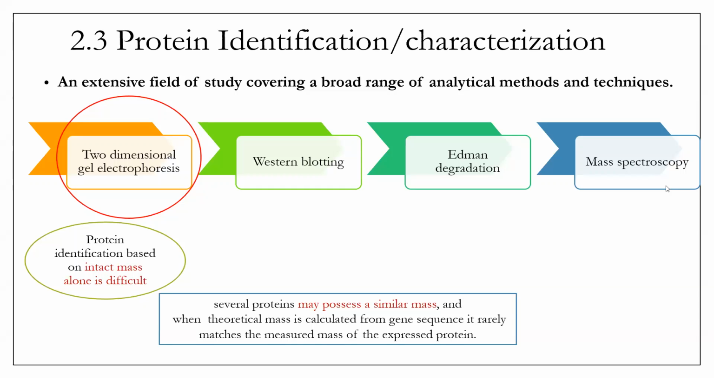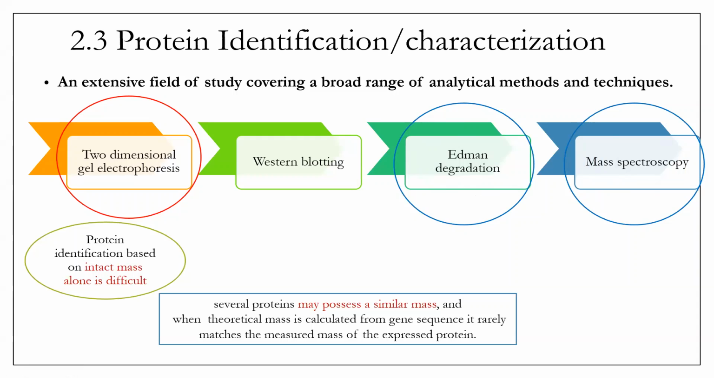For example, if you have expressed a gene sequence, on the basis of that gene sequence you decode the amino acid sequence, and from that amino acid sequence you calculate a theoretical mass, getting a certain molecular mass. It can happen that it doesn't match the mass of the expressed protein. In that case, we have to go for other identification techniques like Edman degradation and mass spectroscopy.